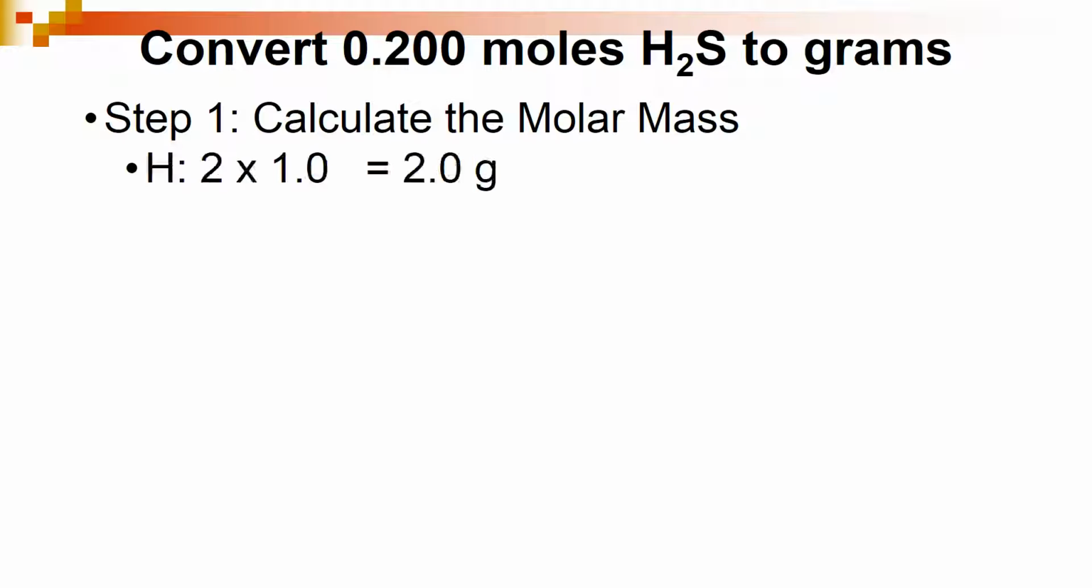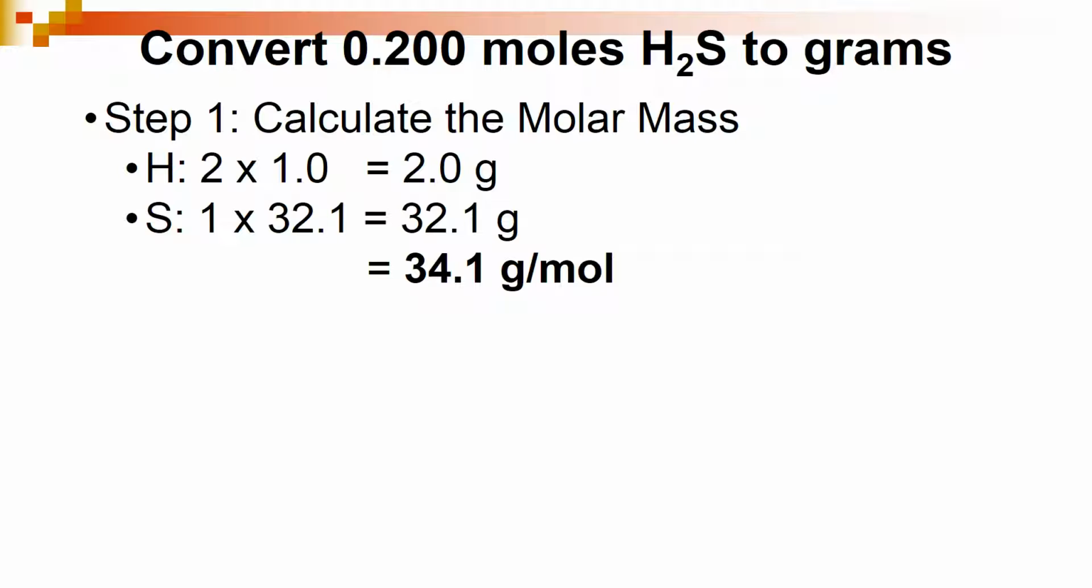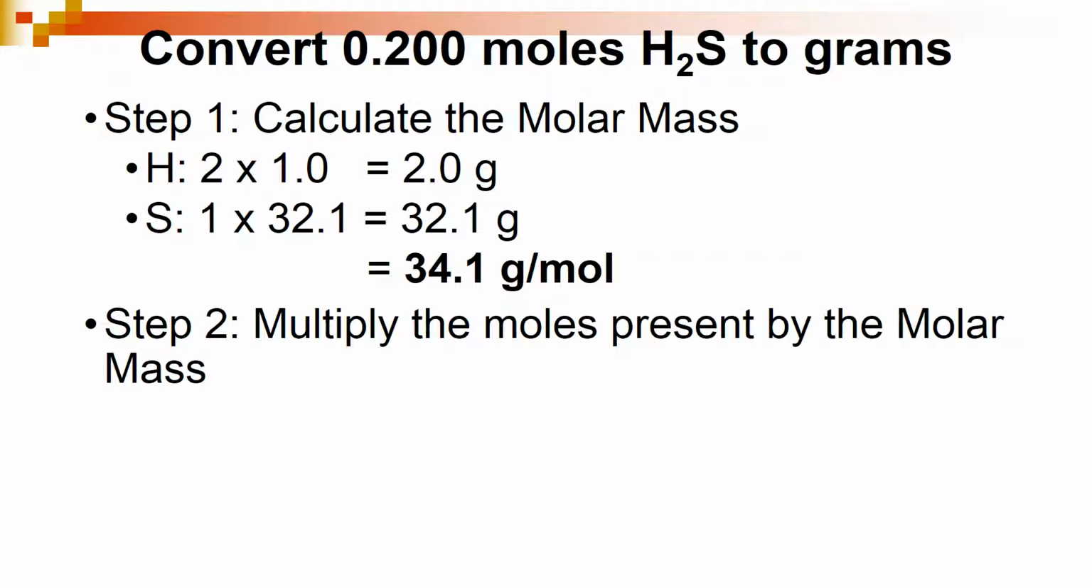Calculate the molar mass. We have two hydrogens that each bear a mass of 1.0 to give us a total of 2 grams of hydrogen. Then we have one sulfur which has a mass rounded to 32.1 grams. Adding these two values together, the compound H2S has a molar mass of 34.1 grams per 1 mole. Now, we need to multiply the moles present by the molar mass.